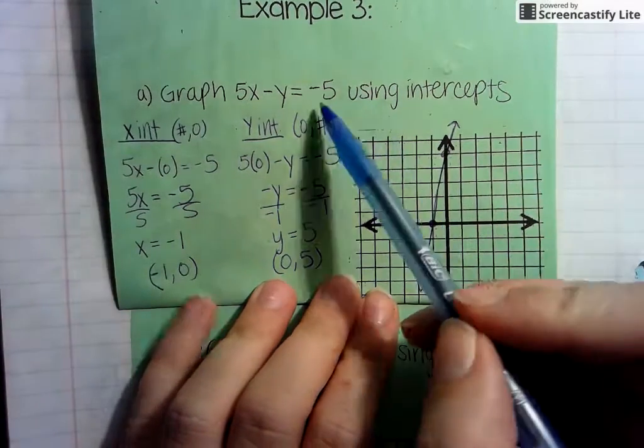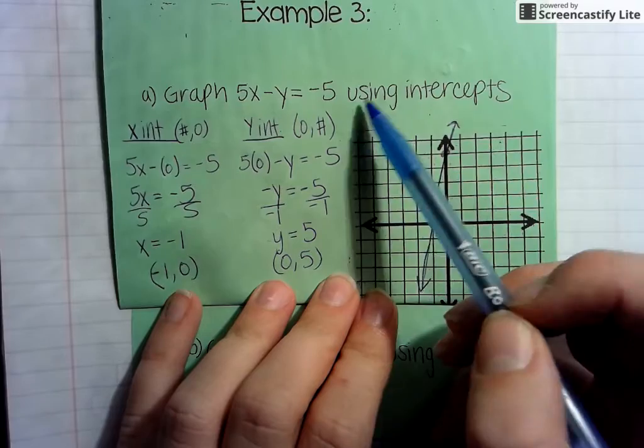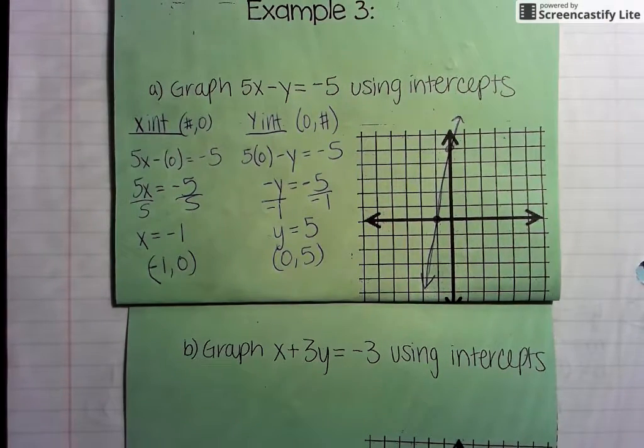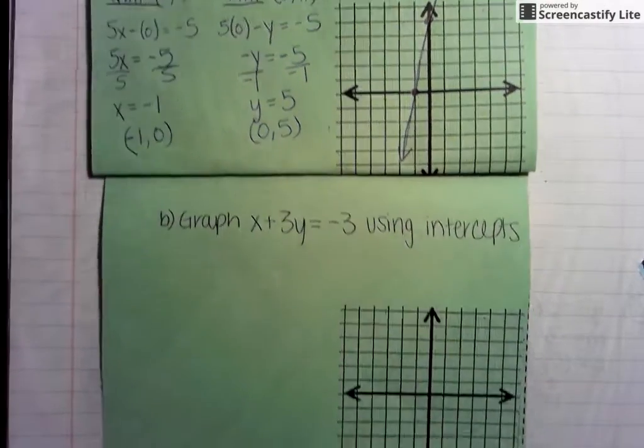You can always change this into y equals mx plus b and see if it works, but in this case, you can use the intercepts to help you. That's a way to check.